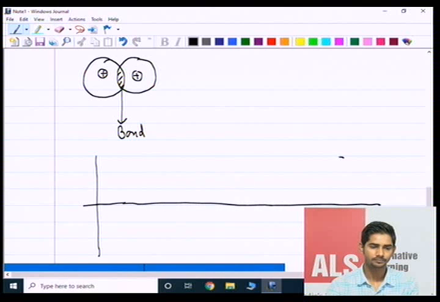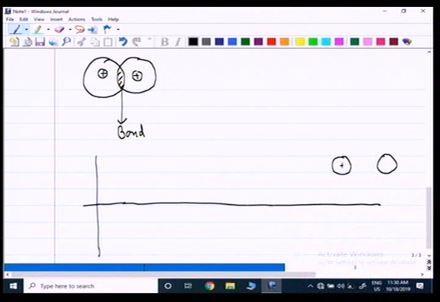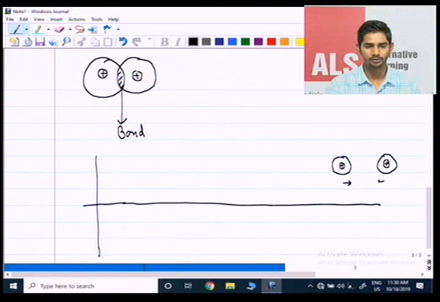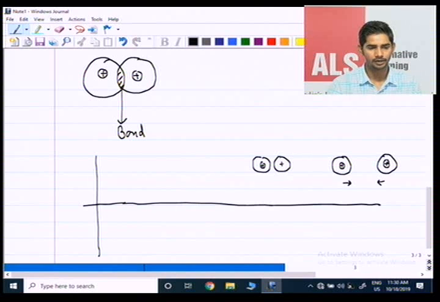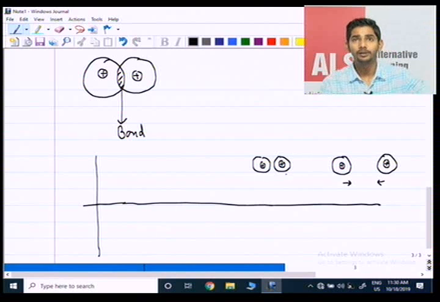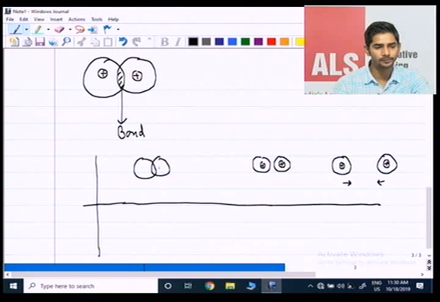See, these are atoms where the distance between these two atoms is infinite. Means no force of attraction or repulsion is acting on them. When they start coming closer to each other, new attractive and repulsive forces will start to operate over there. Okay. And a state will come when they will be in the bonded state.